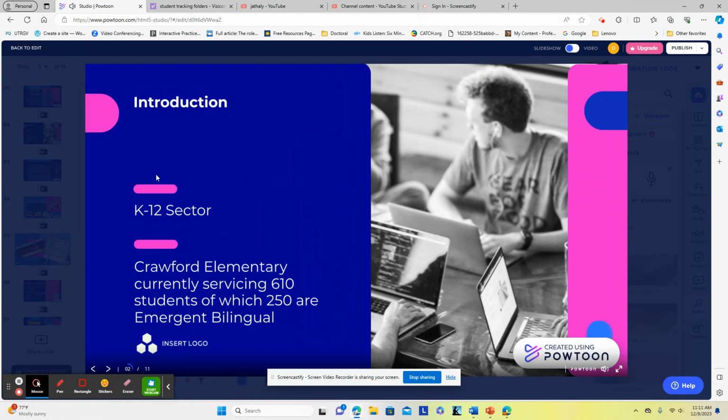For this presentation, we will focus on the K through 12 sector, as I work with elementary students in kindergarten through fifth grade. And this particular elementary is named Crawford Elementary, where we are currently servicing 610 students, of which 250 are identified as emergent bilingual.